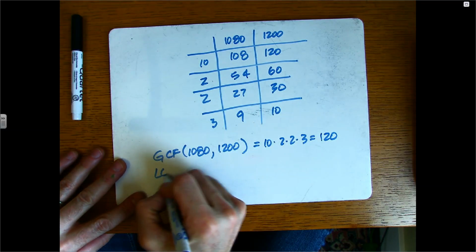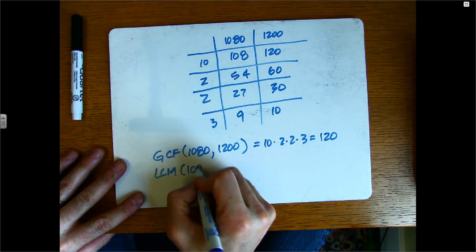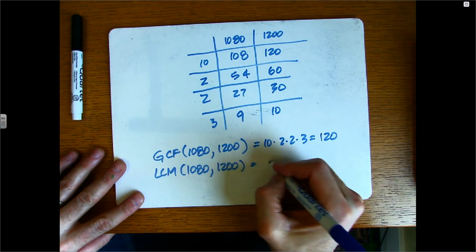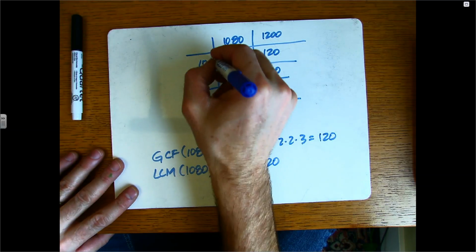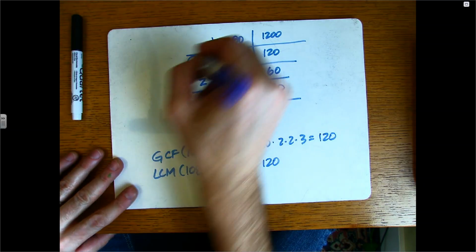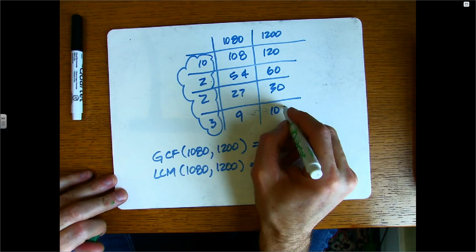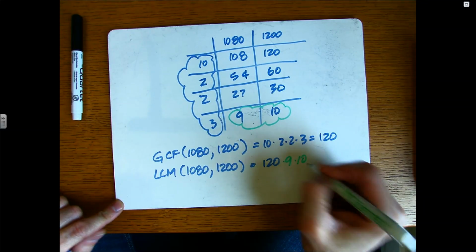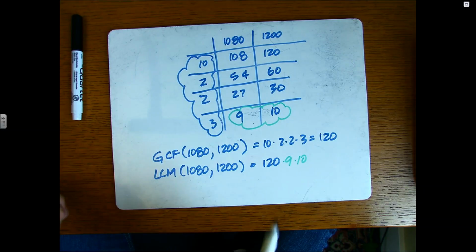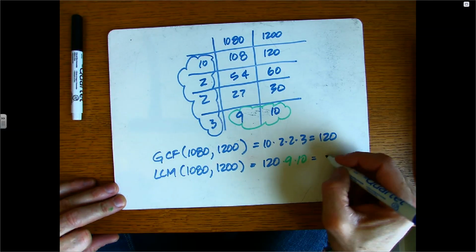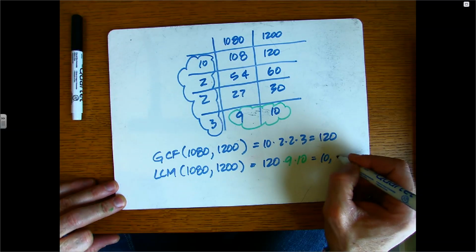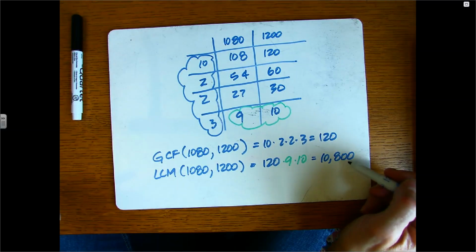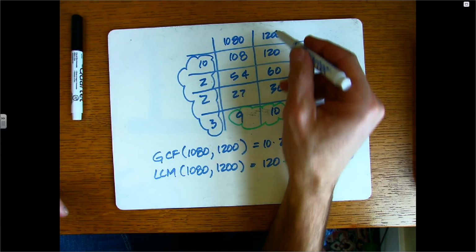And the LCM of 1080 and 1200 is going to be the GCF, the 120, this part, times the pieces that are unique to both numbers, the 9 and the 10. So times 9 times 10. And that number seems to be a lot bigger than the last case. It's 10,800. So you can see it's a multiple of 10 here, and I think it's 1200 times 9 as well.